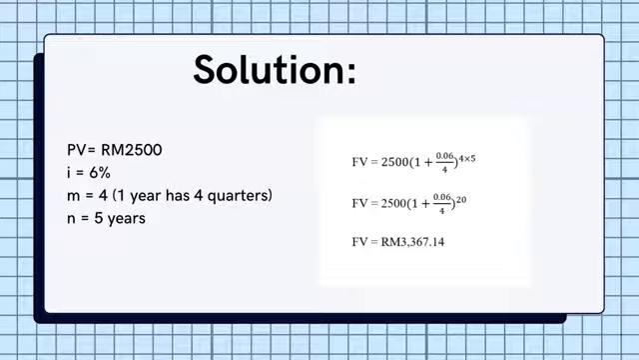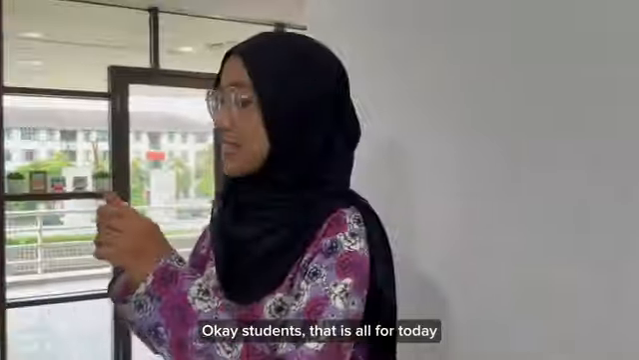So according to the formula, we know that FV is equal to 2500 times (1 plus 0.06 over 4) to the power of 4 times 5. And the answer is 3,367 ringgit 14 cents. Okay students, that is all for today.